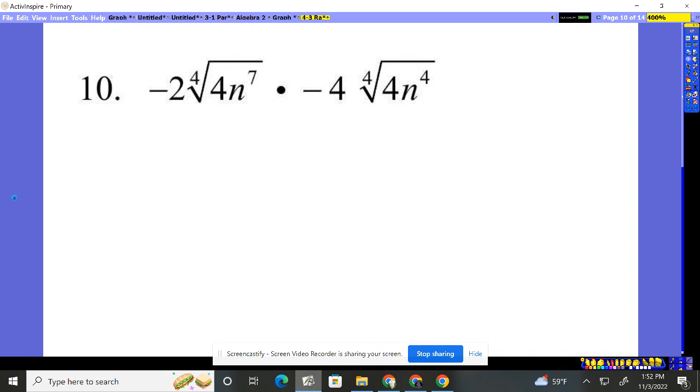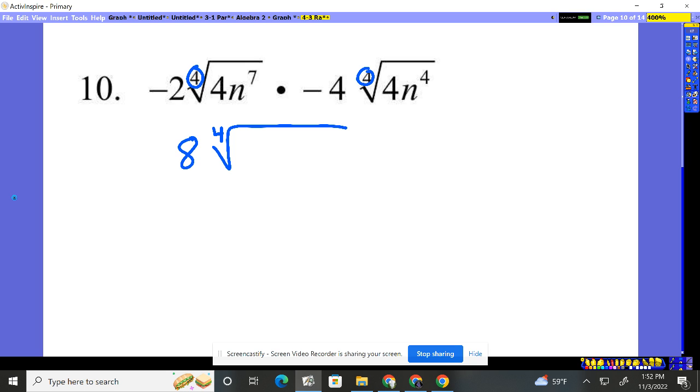All right, number 10 wants us to multiply numbers. As long as the indexes, which are 4 and 4, are the same, we can do it. We multiply the numbers on the outside, and we multiply the numbers on the inside. So let's multiply the outside numbers, -2 and -4. -2 times -4 is +8. So on the outside of this fourth root, we have an 8.